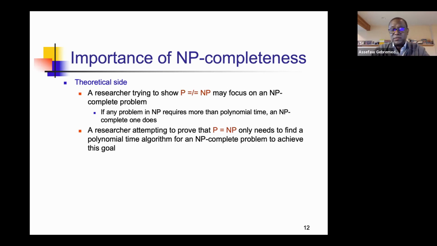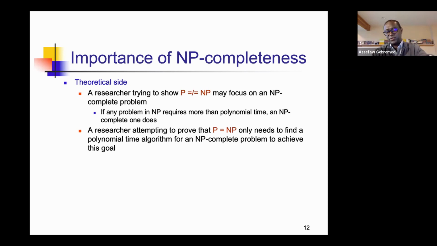And a researcher in the other camp, attempting to prove that P and NP are equal, has just one thing to do. Instead of showing it for the entire class, they have to just come up with a polynomial time algorithm for one NP-complete problem, and then they are done. Because now they can argue that the two classes are equal, because for the hardest ones of all, the ones that are representative, I have found a polynomial algorithm.